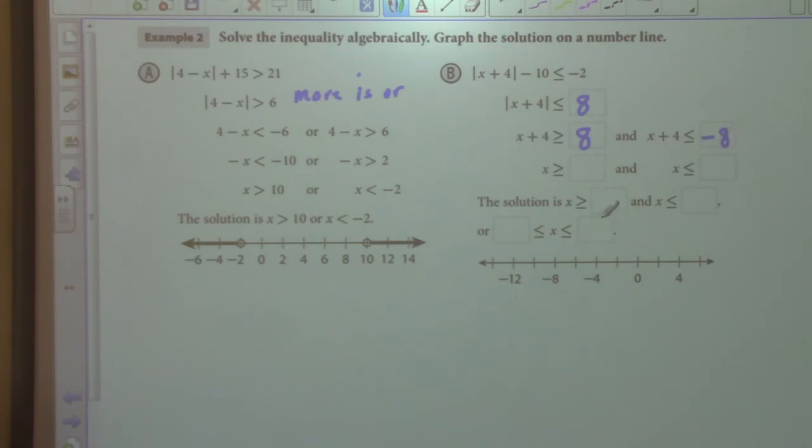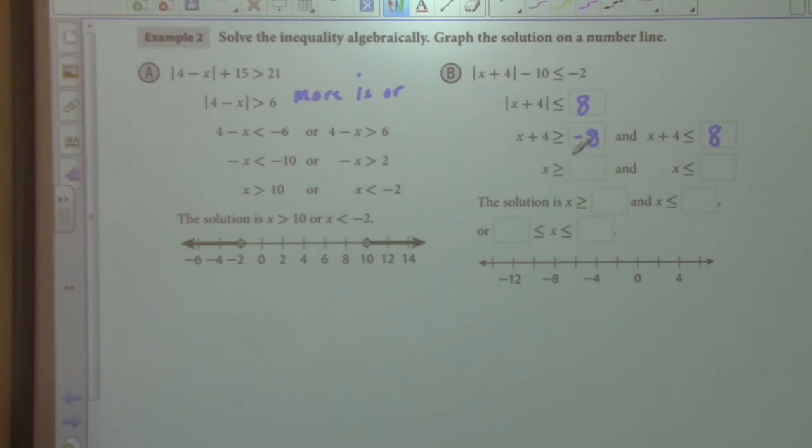But I think that's wrong. Let me fix that. Yeah, this is going to be greater than or equal to -8, thank you for pointing that out, and less than or equal to 8. Thank you for pointing that out again.